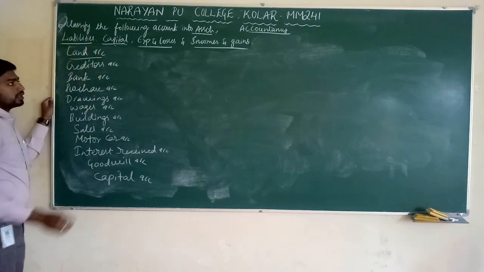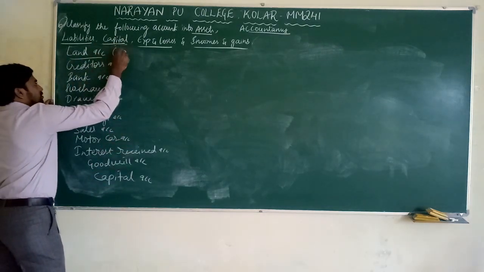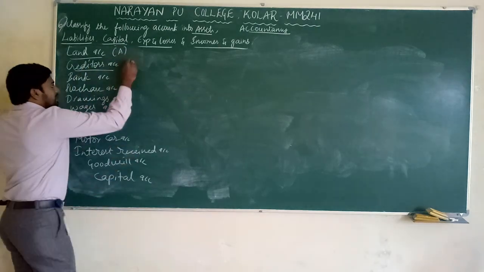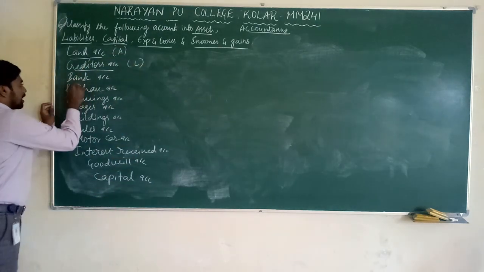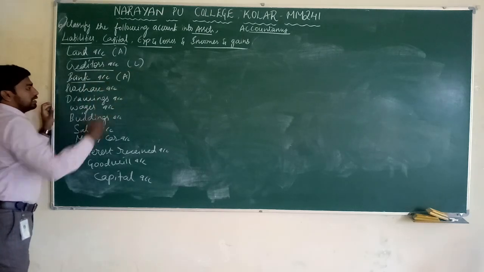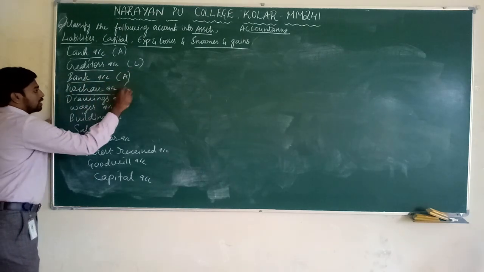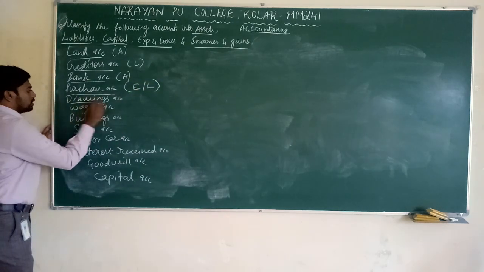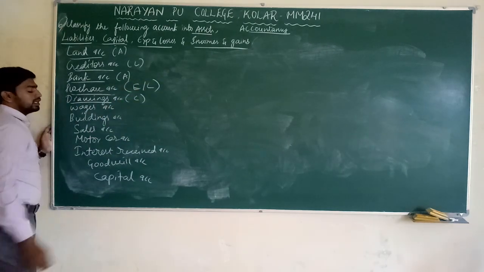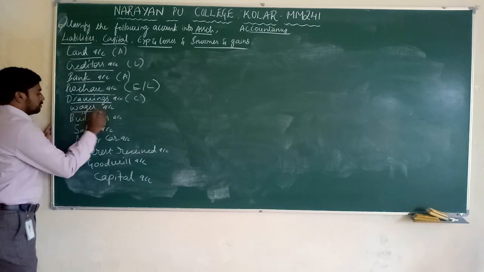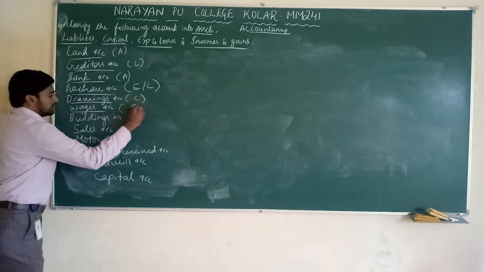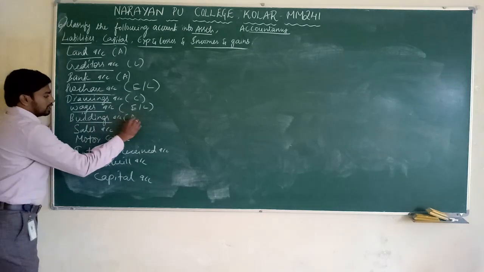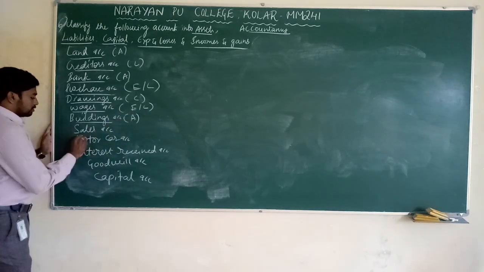Land account comes under assets, you know very well. Creditors account, it comes under liability. Bank account, it comes under assets. Purchase account, it comes under expenses and losses account. Drawings account comes under capital account. Wages account comes under expenses and losses account. Buildings account comes under assets account.